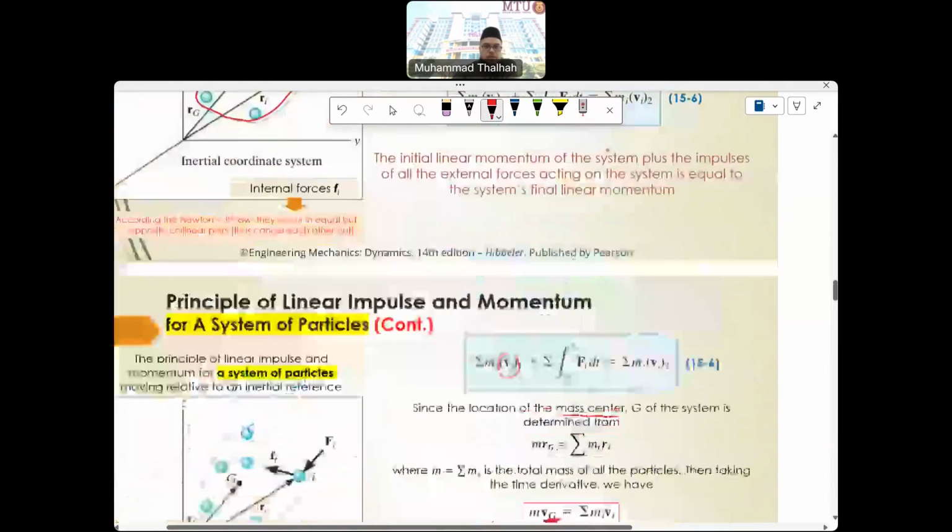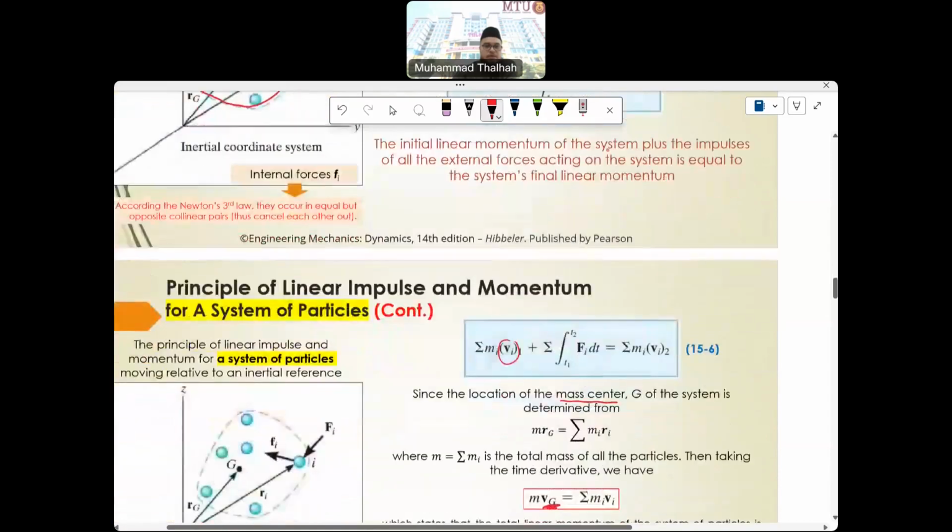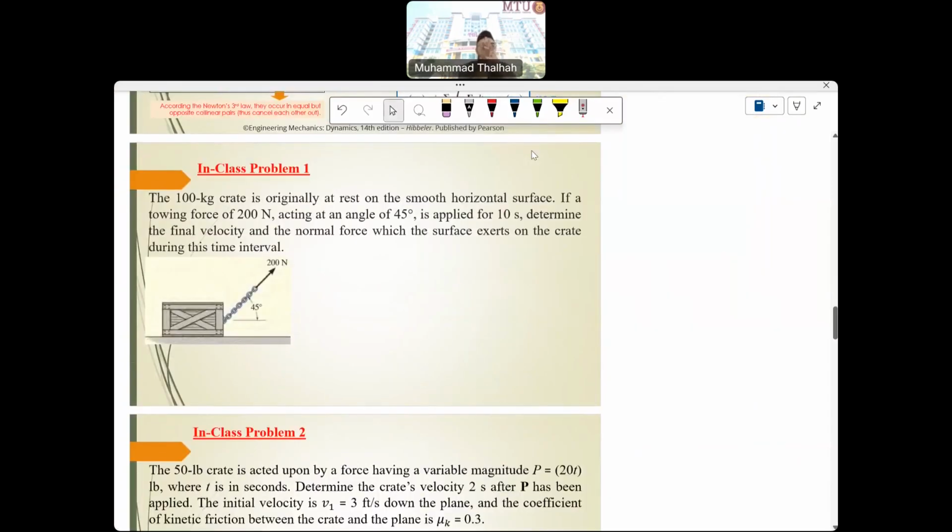All right, I don't think we need any more theory. We can jump right into the examples. In the first problem, the 100 kilogram crate, the mass is 100 kilograms, is originally at rest. This makes your life easy. Your T1 is going to be 0, because T1 is half mv squared, and that velocity is 0, so the entire term turns out to be 0. Smooth horizontal surface implies no friction.